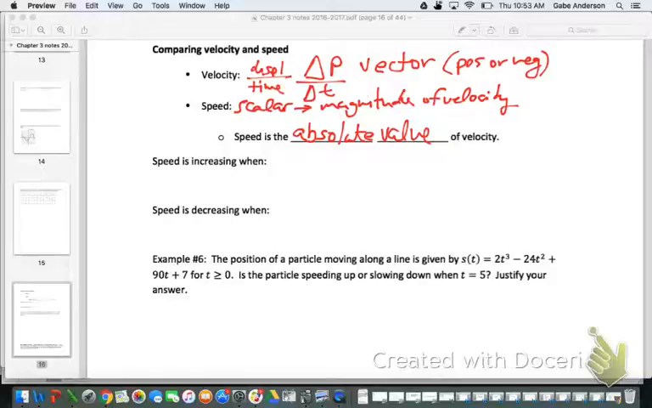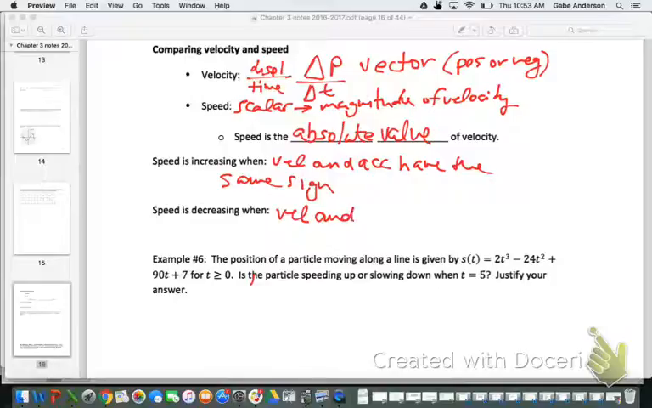I want to give you just a brief demo. Speed is increasing when my velocity and acceleration have the same sign. And then speed is decreasing when velocity and acceleration have opposite signs. So this will require essentially a comparison of some values and a conclusion when you're presented with this.